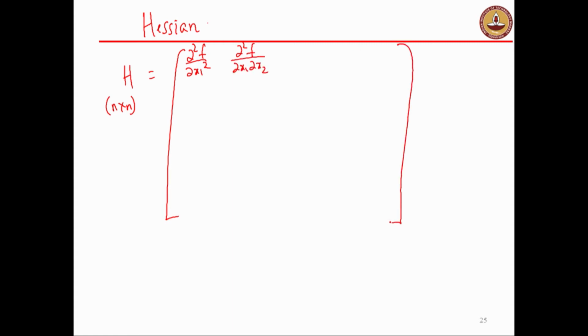I can also have second derivative information, which I capture in a matrix called the Hessian. The Hessian is a symmetric matrix of size n cross n. It is a symmetric matrix because, as I said, when the function is sufficiently smooth and the derivatives exist, the partial derivatives do not depend on the order in which you take them. It does not matter whether you take it first with respect to i or with respect to j.